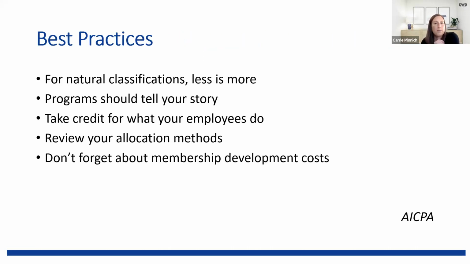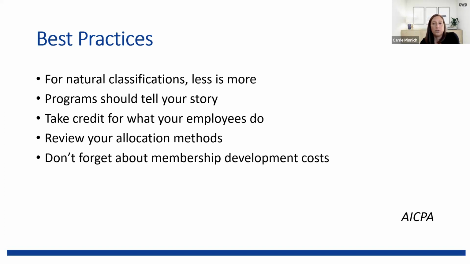So just want to end with some best practices. For natural classifications, less is more. Again, looking at the left-hand side, your salaries, your supplies, go back and look to see if what you have is reasonable. You do not want to list every single one of your expense accounts on there. That is not going to be good for the reader.